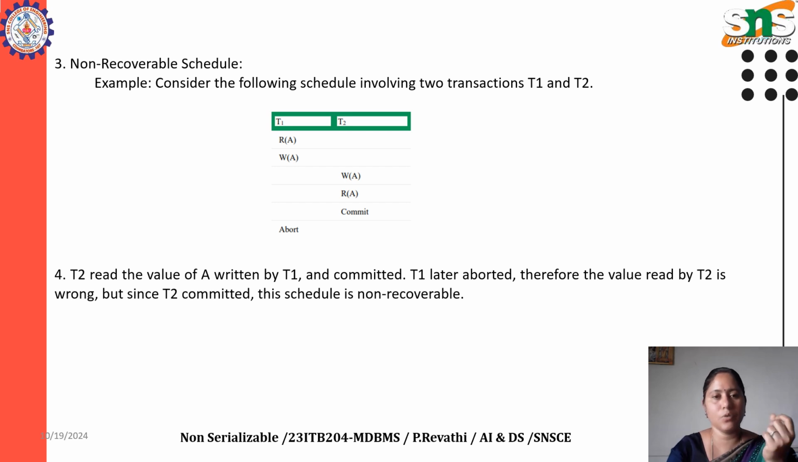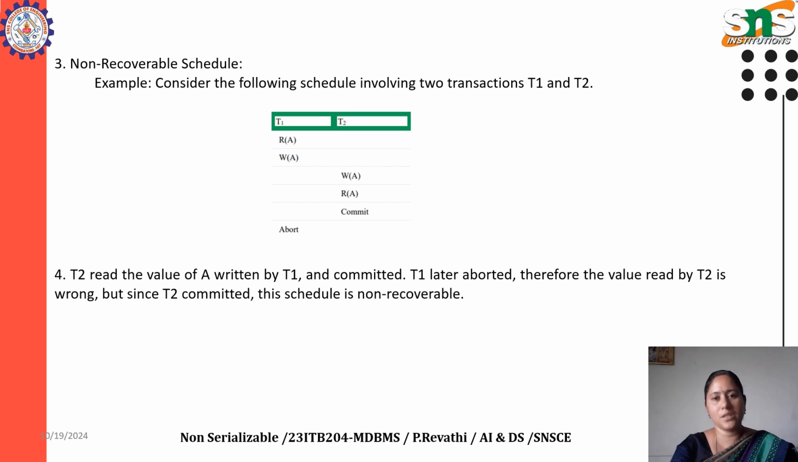Here we will discuss non-recoverable schedule. What is meant by a non-recoverable schedule? In a non-recoverable schedule, when there is a system failure, we may not be able to recover to a consistent database state. If the commit operation of Ti doesn't occur before the commit operation of Tj, it is non-recoverable.